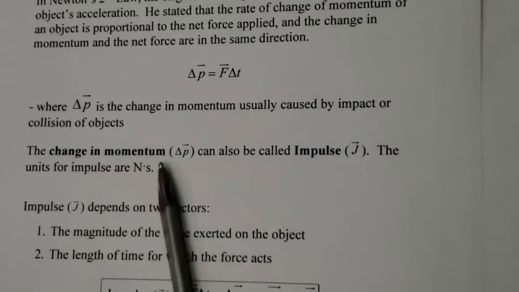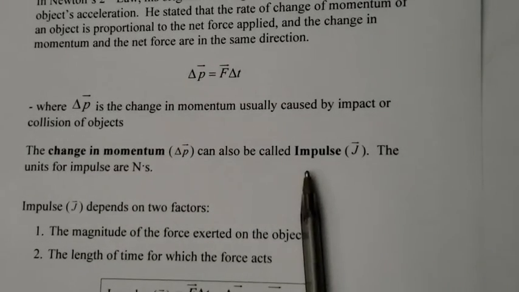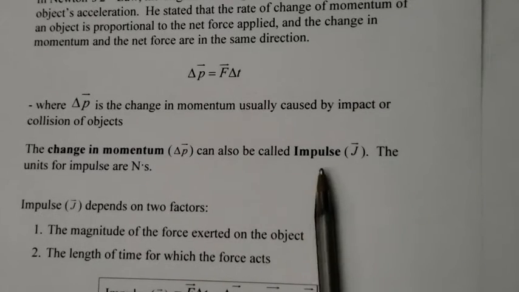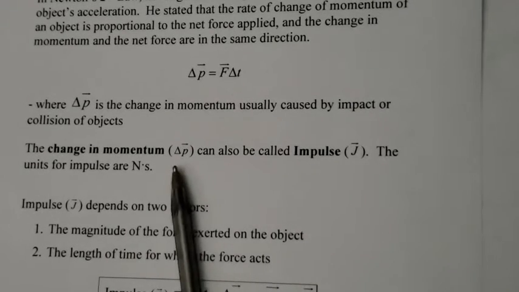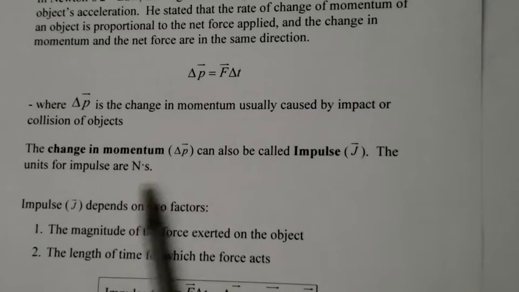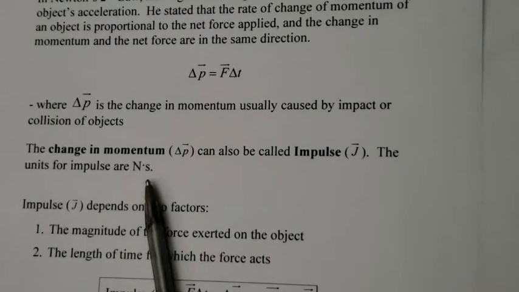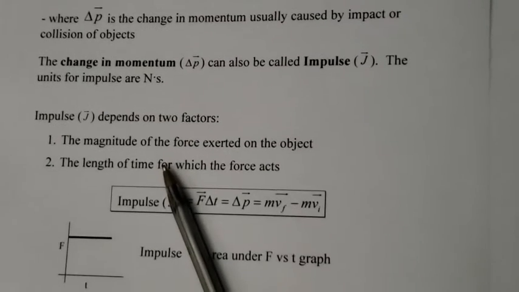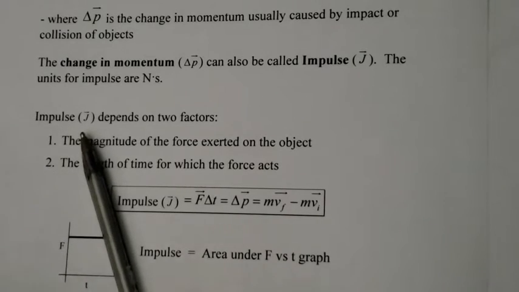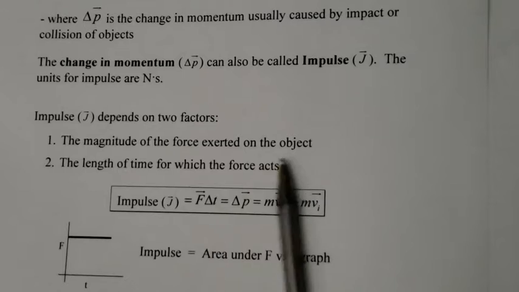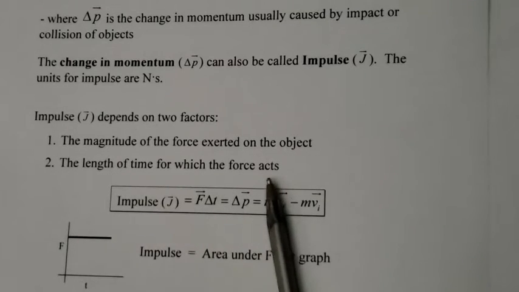The change in momentum, delta P, can also be called impulse, J. So the symbol for impulse is J, or you can just leave it as delta P. The units for impulse are newton-seconds. Impulse, or J, depends on two factors: the magnitude of the force exerted on the object and also the length of time for which it acts.